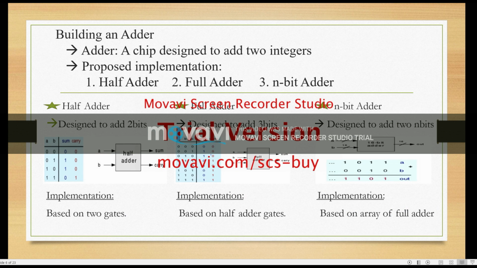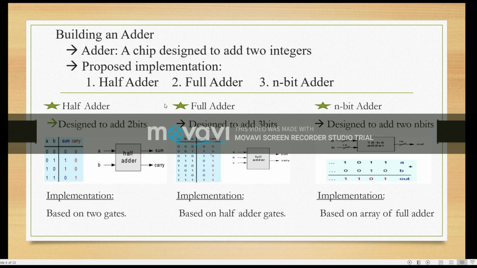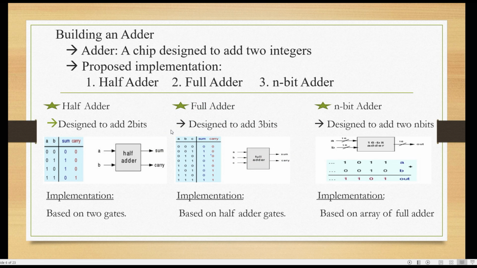So building an adder: a chip designed to add two integers is an adder. Proposed implementation: half adder, full adder, and n-bit adder. In a half adder we use two gates. A full adder is designed to add 3 bits. An n-bit adder is designed to add two n-bit numbers.